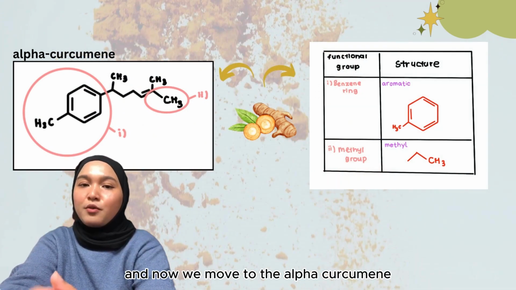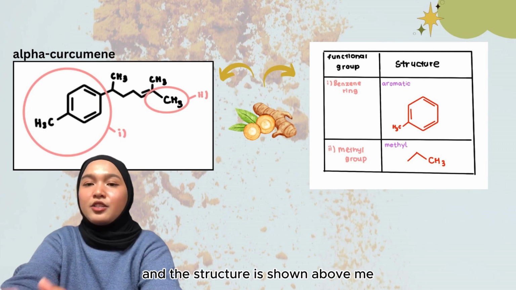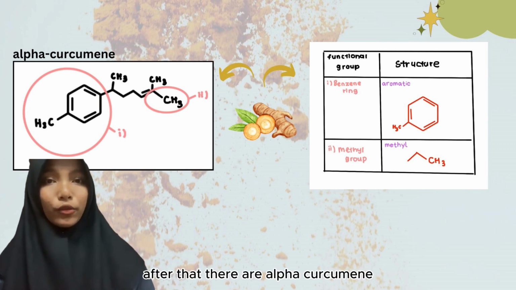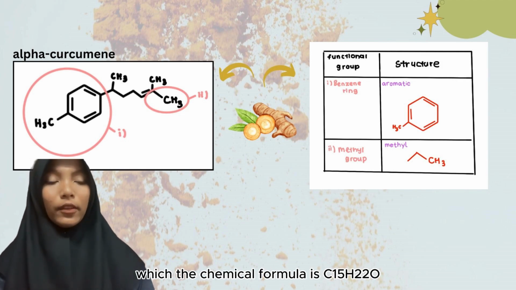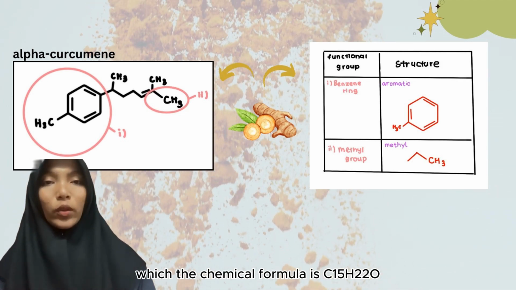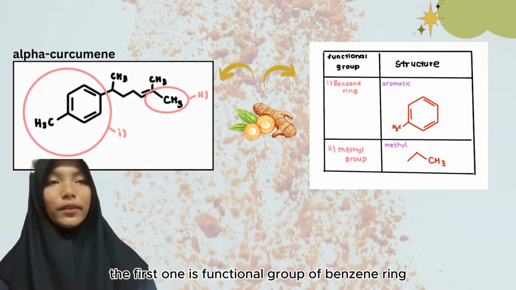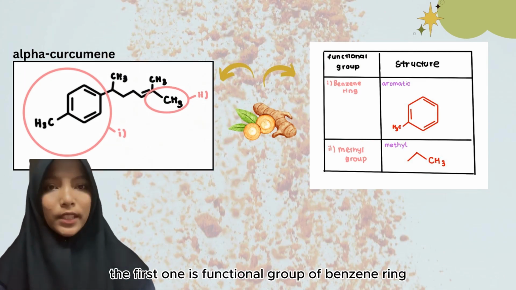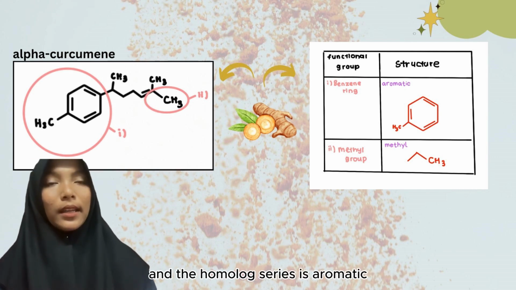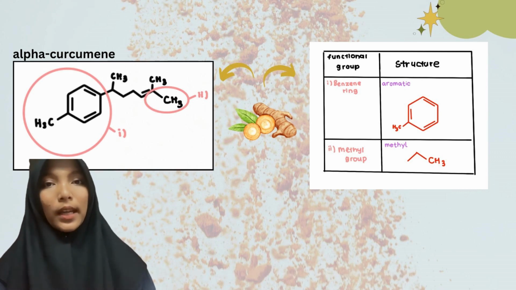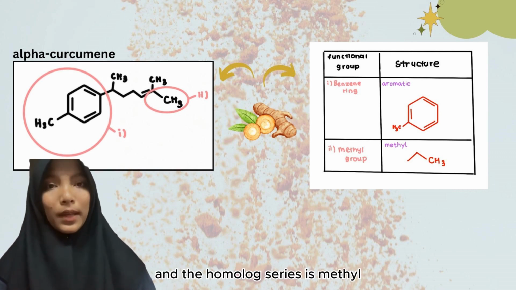And now we move to alpha curcumin, and the structure is shown above me. Alpha curcumin has the chemical formula C15H22. And there are only 2 labeled parts. The first one is the functional group of benzene ring and the homologous series is aromatic. The second one is the functional group of methyl group and the homologous series is methyl.